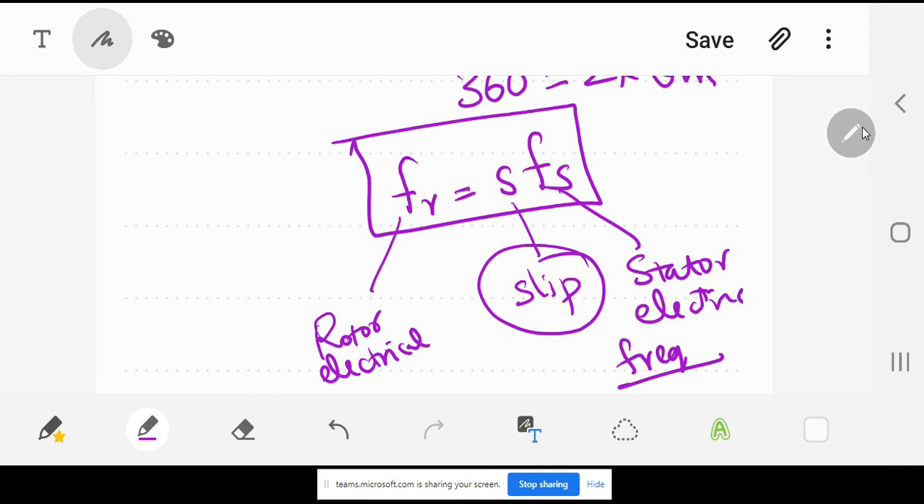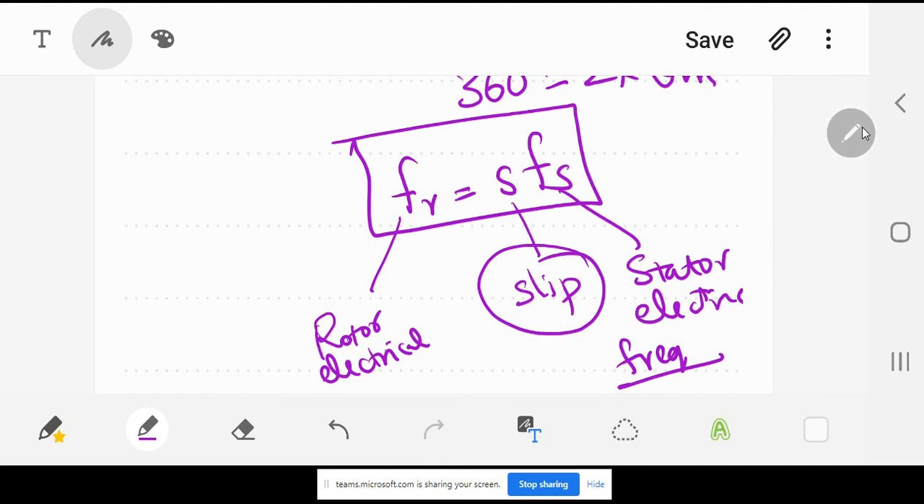Why is this so? Why is this S over there? For those who still need to understand, in an induction motor you have an induced EMF inside the rotor. That induced EMF is producing a current because the rotor is short circuited. That current carrying conductor is going to interact with the magnetic field of the stator, and it's going to start to move in the same direction, that is the direction of the stator magnetic field.